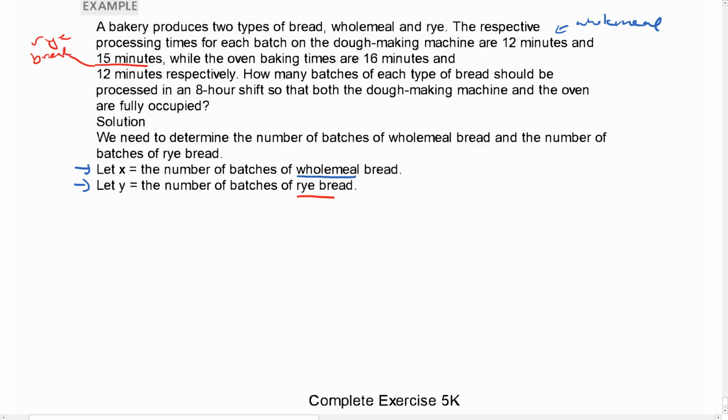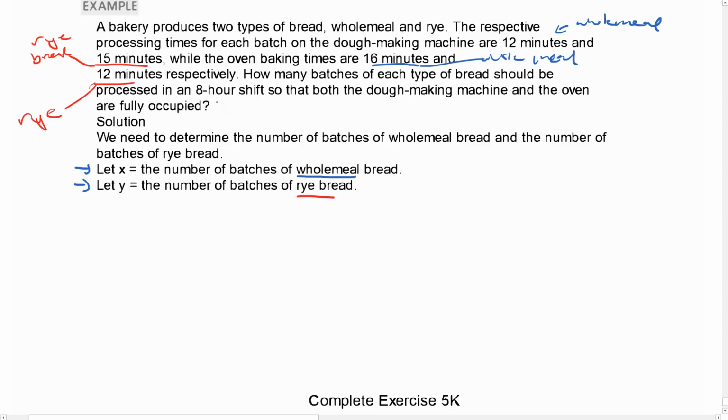And then the oven baking times. Sorry, I read that wrong. In this case, the oven baking 16 minutes refers to the wholemeal, and it takes 12 minutes for rye to be baked. Okay, and they both need to equate up to an 8-hour shift. So that means both machines need to be running for 8 hours.